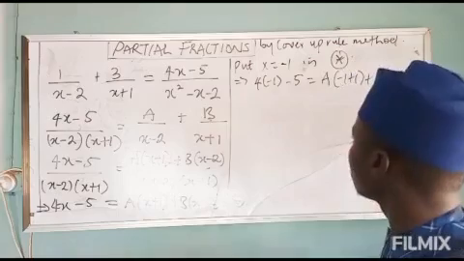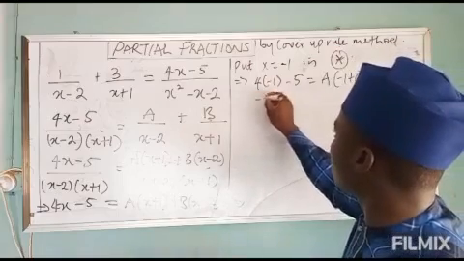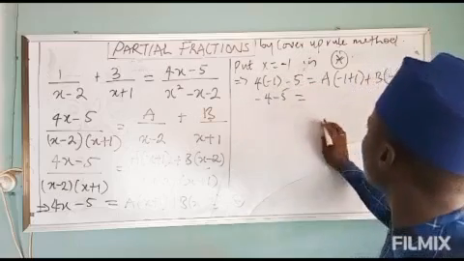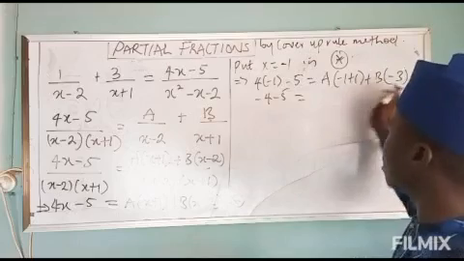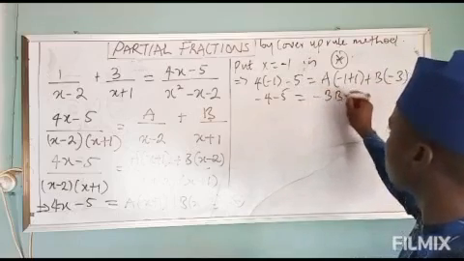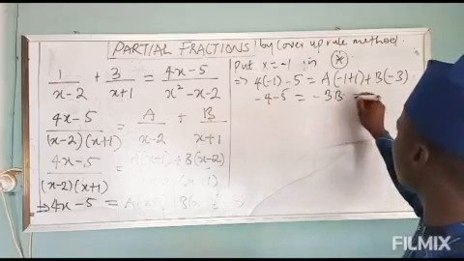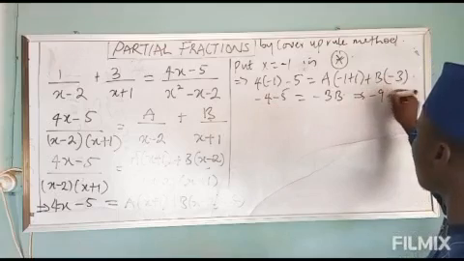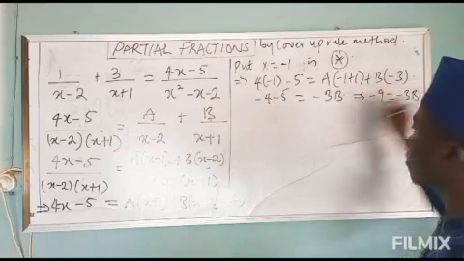Are you getting what I'm saying? Now from here, 4 times this one, we have -4 minus 5 equals, this one returns to 0, then we have -3b. So from here, what are we going to have? You can see that -4 minus 5 is -9, equals -3b.